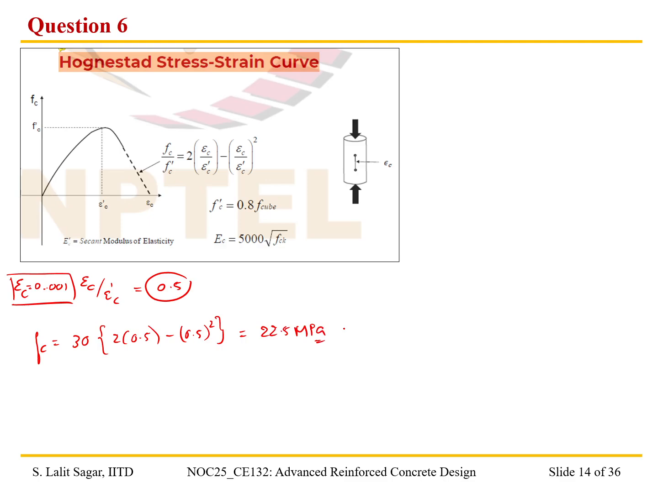Now, in addition to the stress in concrete, we need to determine the stress in the reinforcing bars. So Fs is equal to Es into epsilon s. Es is the modulus of elasticity of steel, and epsilon s is the strain in the steel, that is 2 into 10 to the power 5 into 0.001, which gives us a value of 200 MPa.